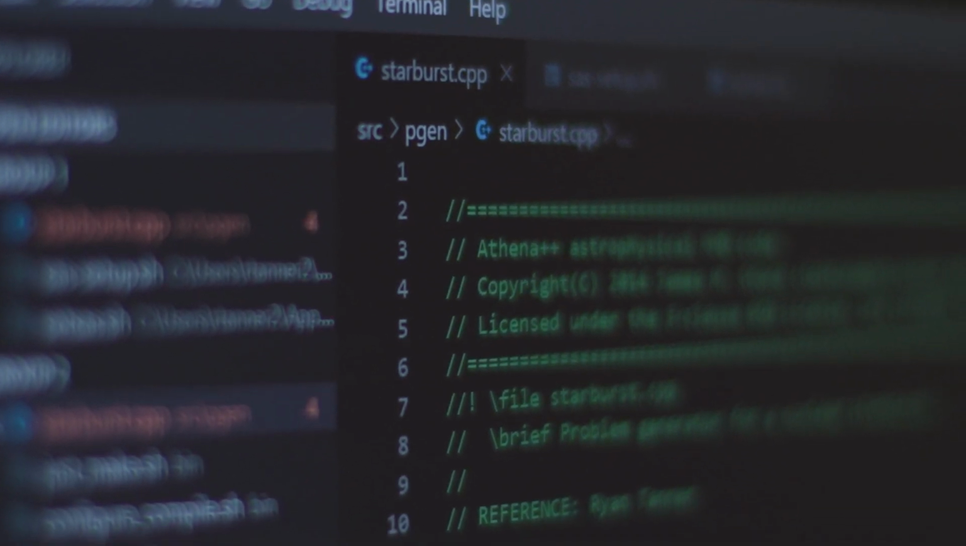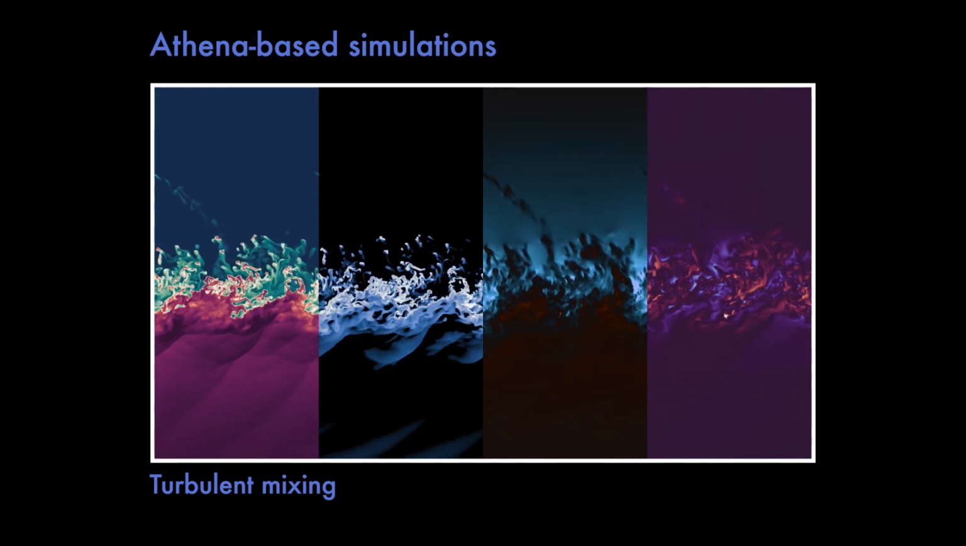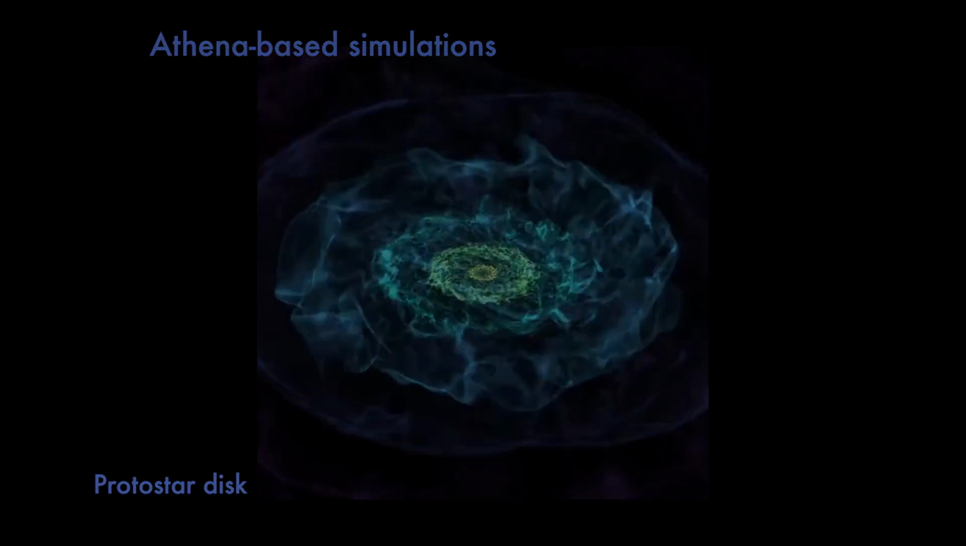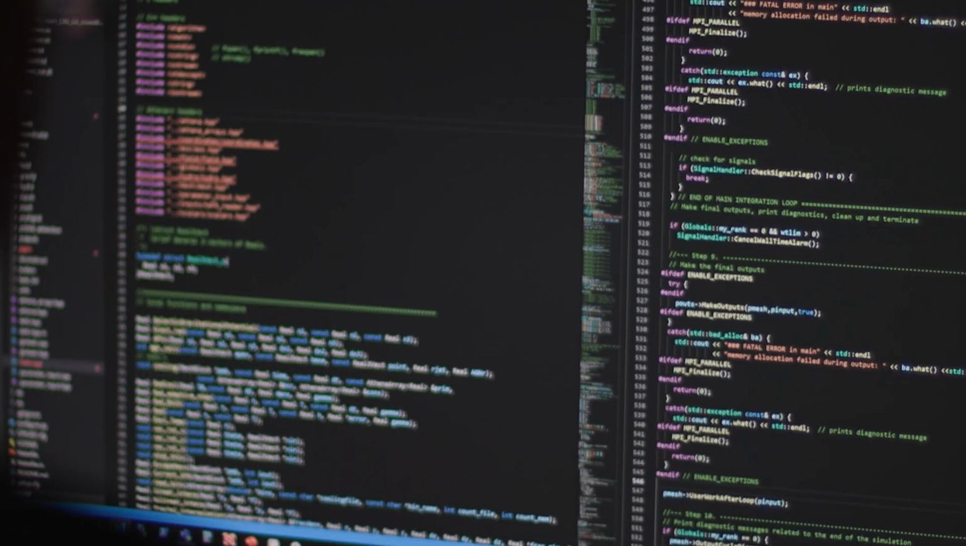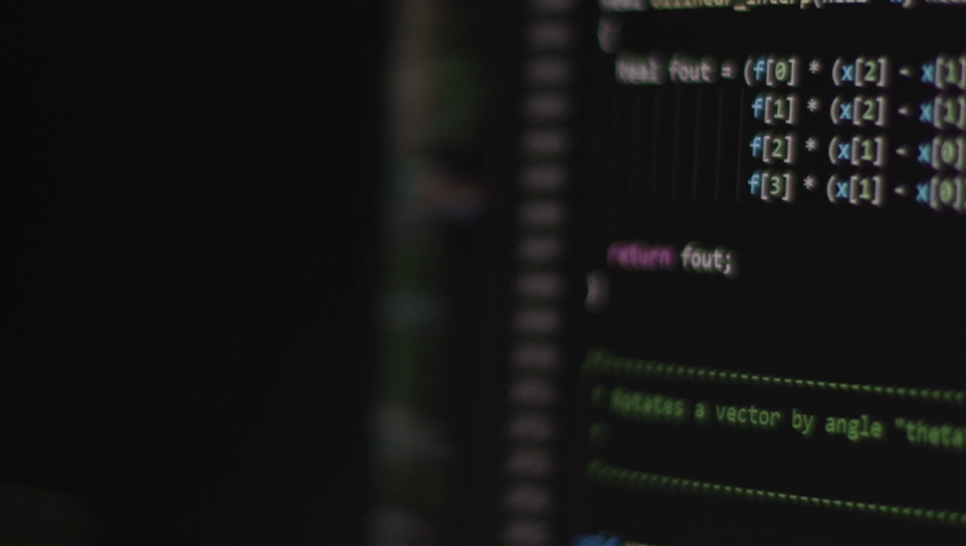For my research, I use a code called Athena. It can do anything from planet formation, star formation, supernovas, and anything in between. And I did some modifications to it in order to tailor it to my exact problem that I have.